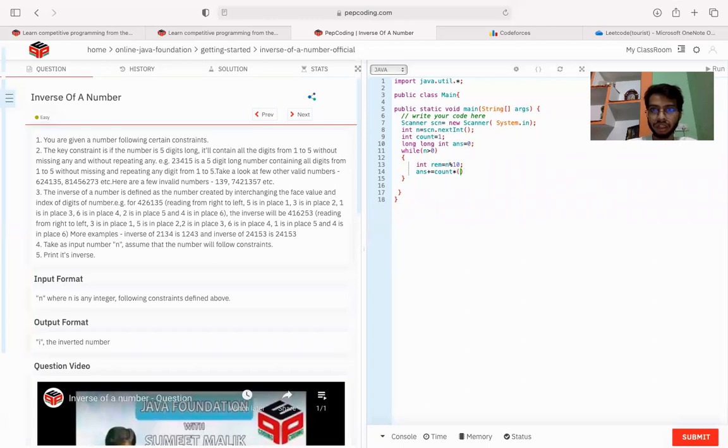That is what? 10 power what? What I need to do is multiply 10 with what? I need to multiply it with the power of that. So what I'm going to do is simply multiply it with what?